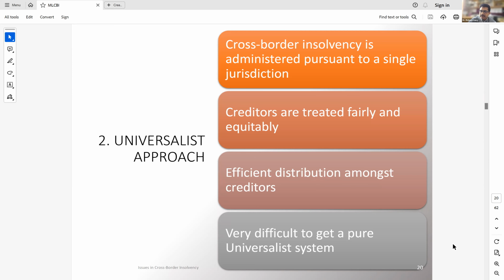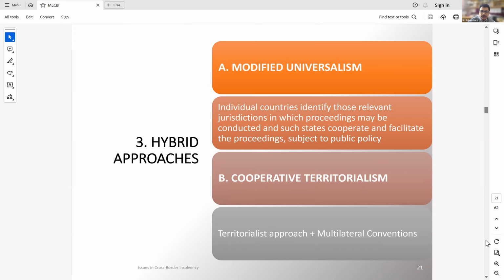creditors and stakeholders with the foreign creditors, and there can be public policy concerns, there can be preferences or priorities in favor of a few classes of people. Even, let's say, the workmen may be unsecured or operational creditors, but they are provided a statutory recognition. So there can be some concerns, and that is why we do not usually have a pure universalist system. Rather, we have a hybrid approach, which is a modified universalism or cooperative territorialism.